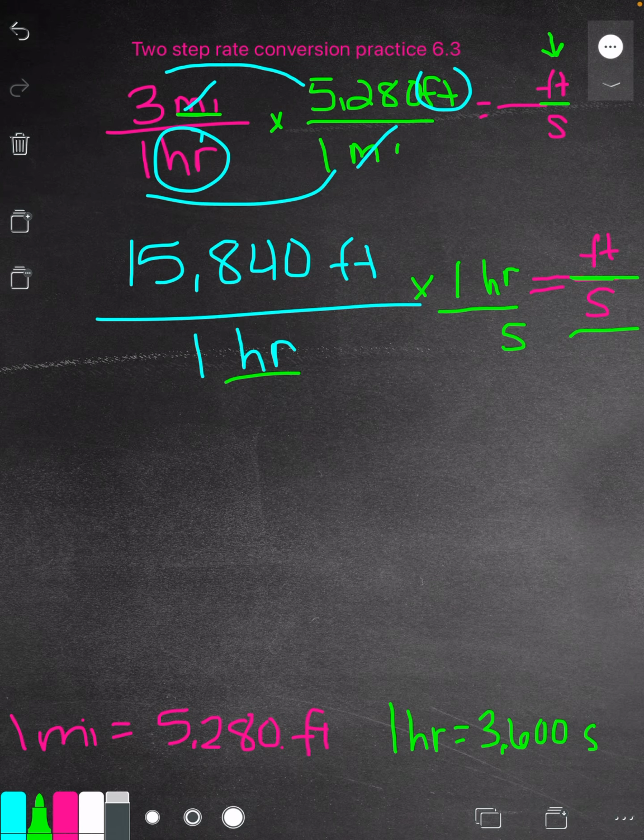There we go. Now, I have not filled in the second part because I need to ask myself how many seconds are in an hour. And if I go down and look at my conversion fact on the bottom, there are 3,600 seconds in 1 hour. All right, what can cancel here?